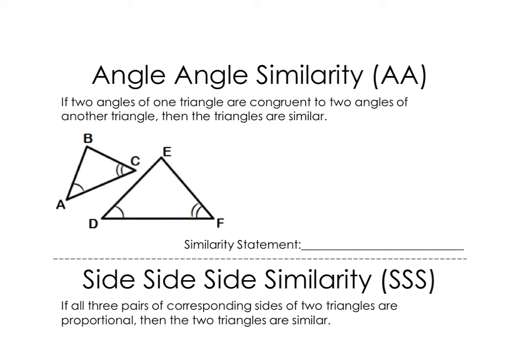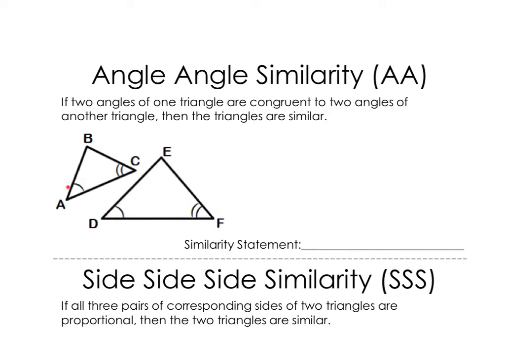So angle-angle similarity states that if two angles of one triangle are congruent to two angles of another triangle, then the triangles are similar. So what we need to show to use angle-angle similarity is that two angles are congruent to another two angles. In order to do this, you have to examine the picture and see what information is given to us.